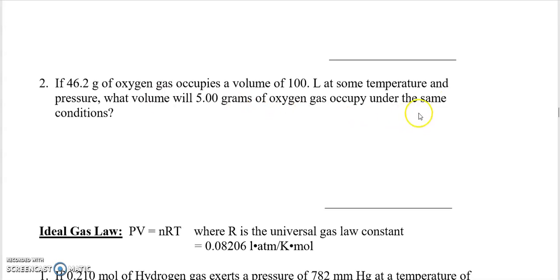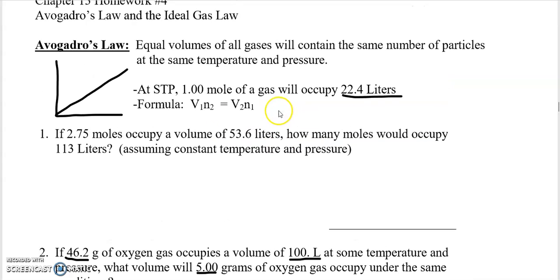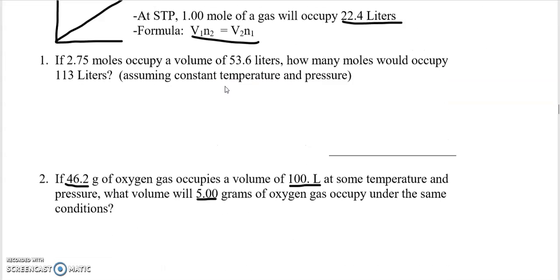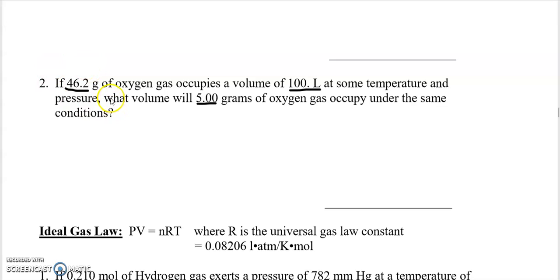And so it just says under the same conditions, so it respects that idea that we're at the same temperature and pressure. However, we got a few things here like 46.2 grams, 100 liters, and 5 grams. Now, if you look back up here, do we have any mass amount here? Not really. We don't. And so how can we get a gram amount into a mole amount? Well, that's going to have to use the molar mass.